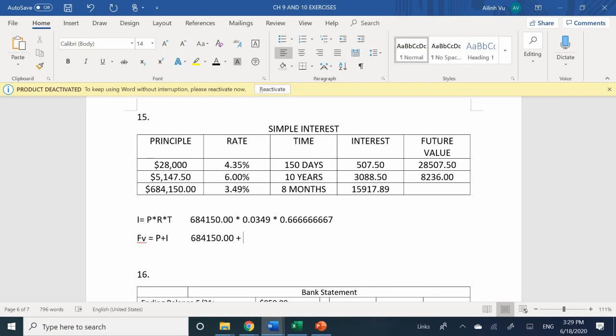You have the right number, Andrea. That's what I'm messing up, I don't have the right interest. No, you've already solved for the right interest, but you're reading the number wrong. So I've got 15,000. Yes, exactly, 917.89. And then you're going to add the principal.